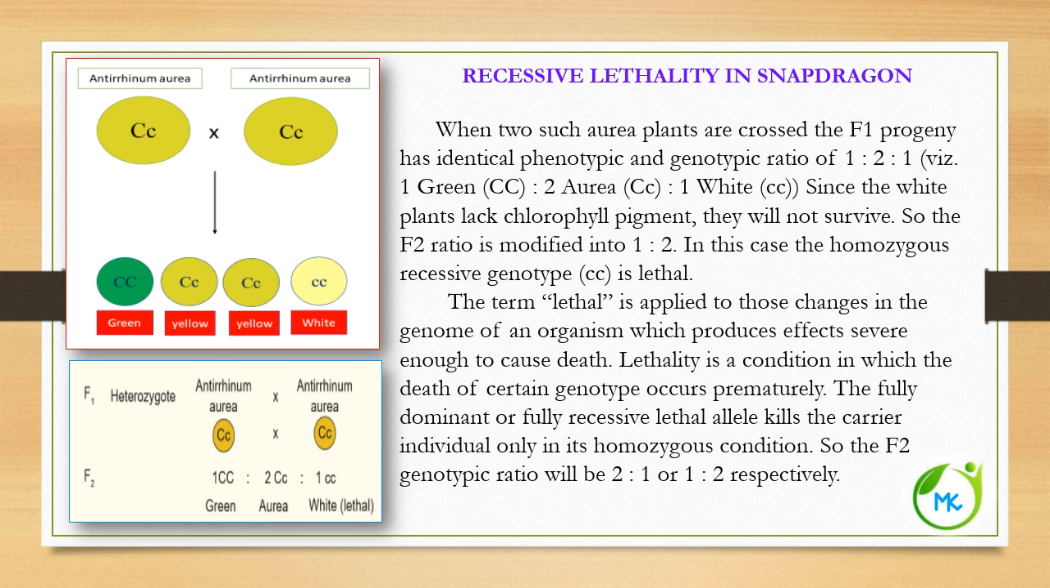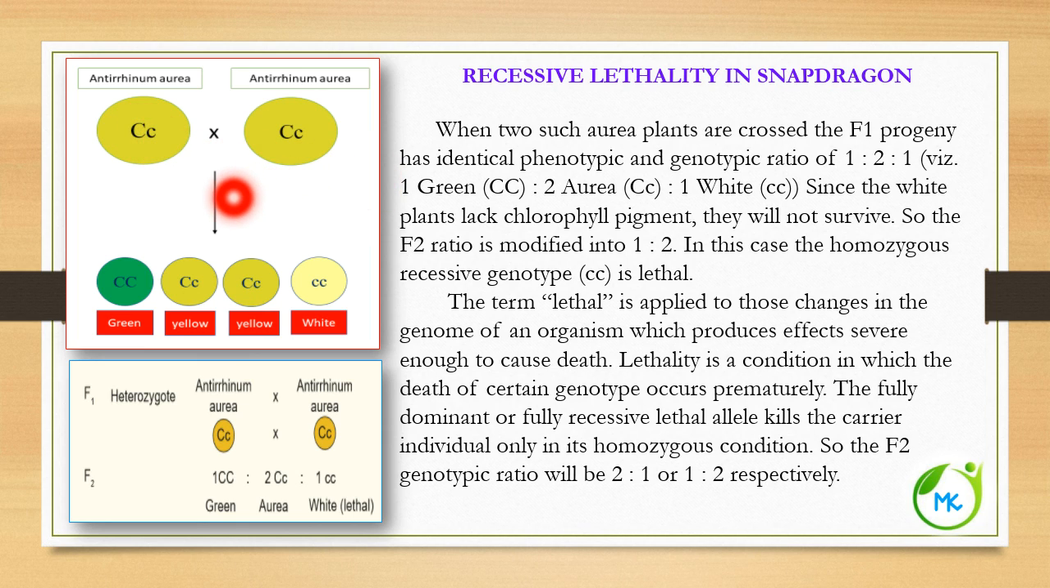Now let's see what is recessive lethality. I told you I'll be telling you about what is recessive lethality. To understand that, first we can look at the cross. The aurea plant. What is the genotype of the aurea plant? Capital C, small c. This is the genotype of the aurea plant.